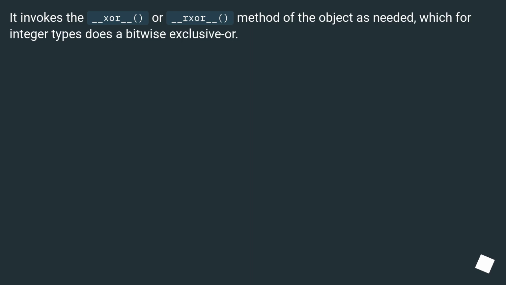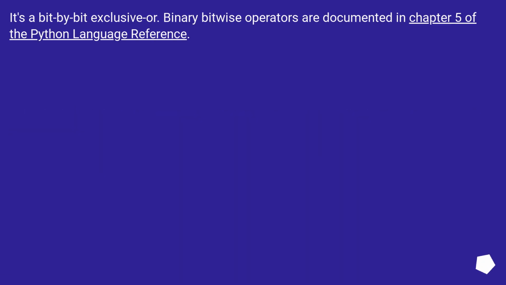It invokes the __xor__ method of the object as needed, which for integer types does a bitwise exclusive OR. It's a bit-by-bit exclusive OR. Binary bitwise operators are documented in Chapter 5 of the Python language reference.